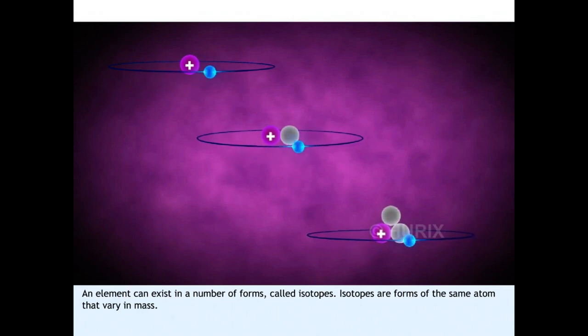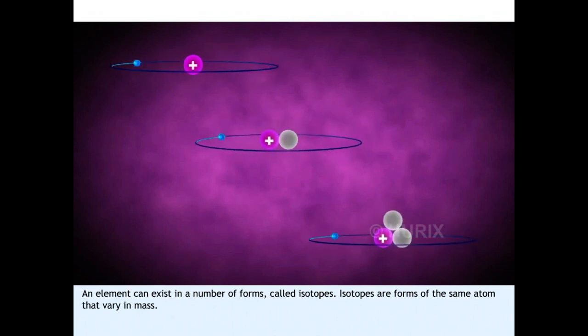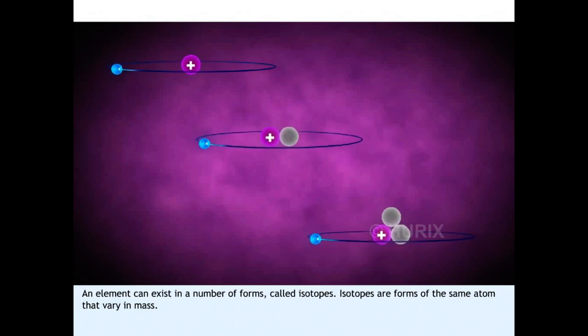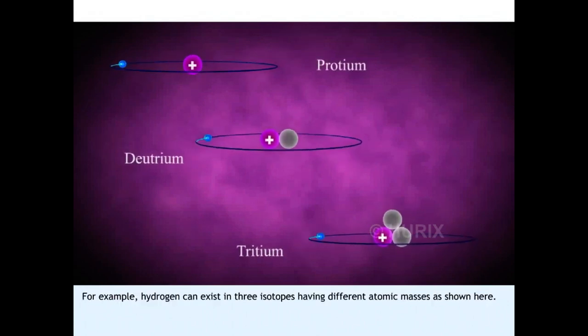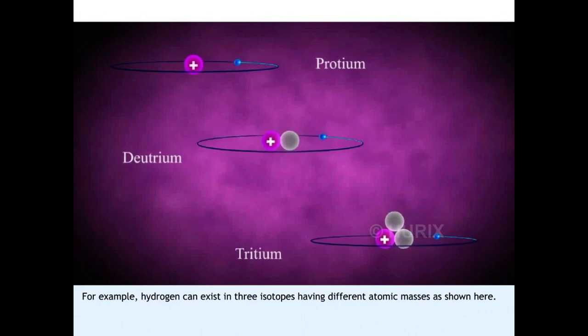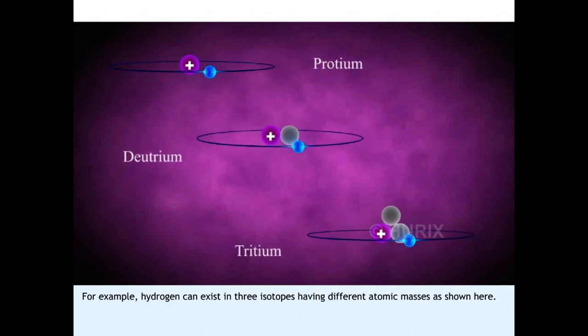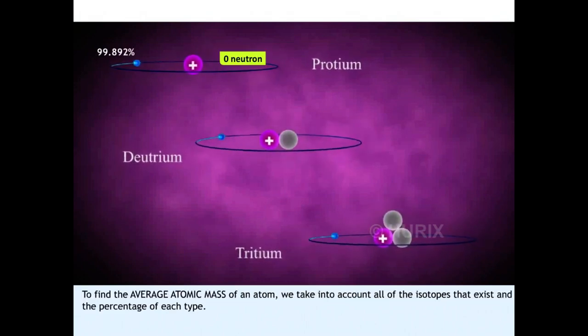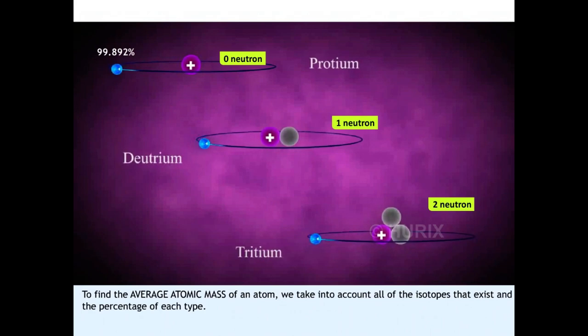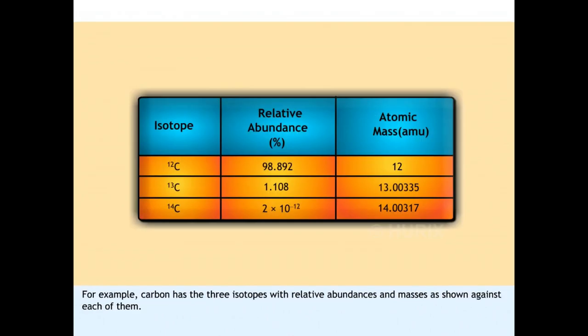Average atomic mass. An element can exist in a number of forms called isotopes. Isotopes are forms of the same atom that vary in mass. For example, hydrogen can exist in 3 isotopes having different atomic masses, as shown here. To find the average atomic mass of an atom, we take into account all of the isotopes that exist and the percentage of each type. For example, carbon has 3 isotopes with relative abundances and masses as shown against each of them.